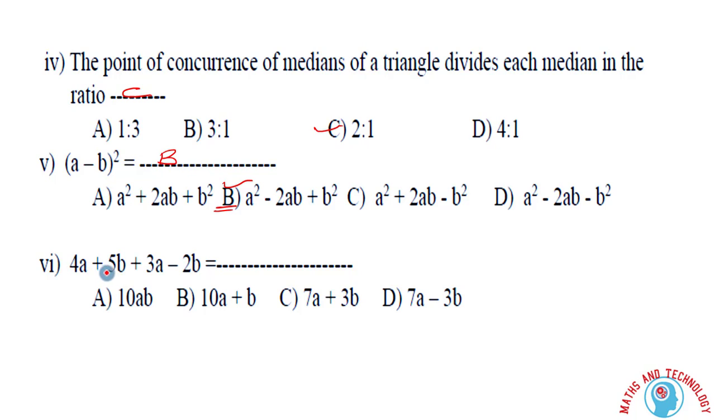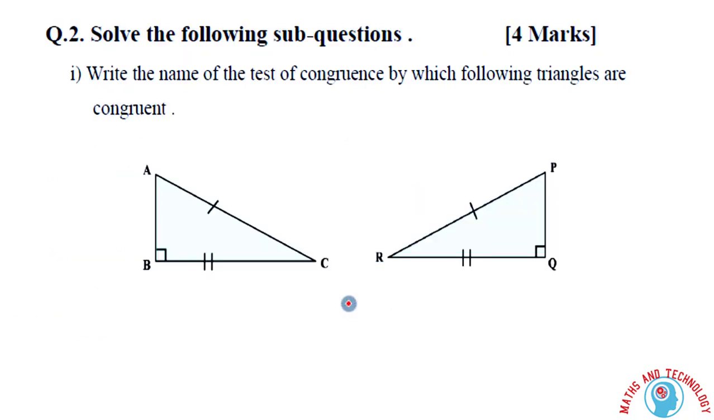Next, 4a plus 5b plus 3a minus 2b equal to dash dash. Here 4a plus 3a, adding both, that is 7a, and 5b minus 2b, that is plus 3b. 7a plus 3b is our answer C. Here the answer is 7a plus 3b.